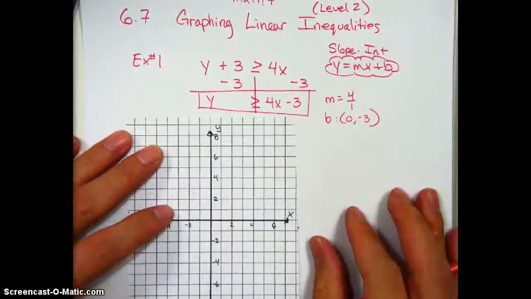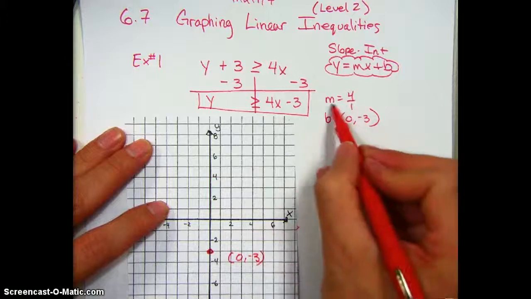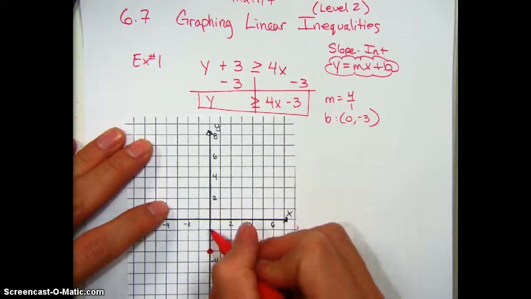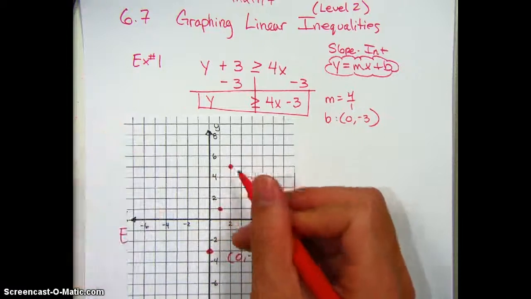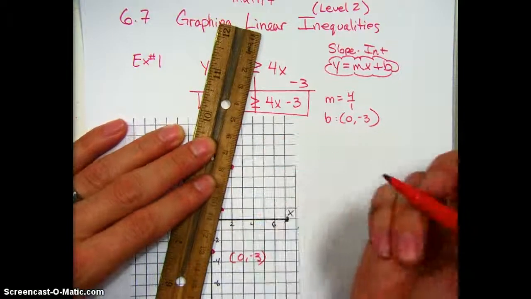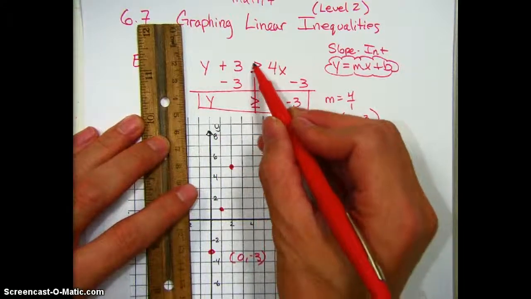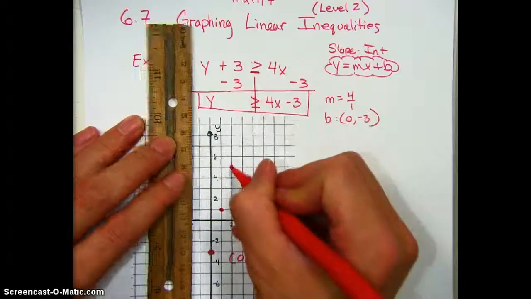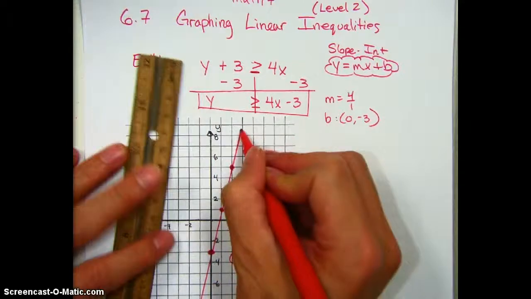So now I'm going to come over here to my graph and I'm going to go down to 0, negative 3. I'm going to put a point right there, 0, negative 3. And then from there I'm going to move up 4, 1, 2, 3, 4, and over 1. And then I'm going to use my straight edge, my ruler here, to create this line. Now be careful. I'm going to go back to my linear inequality, and I notice that it's greater than or equal to. So equal to means I'm going to have a nice solid line. So I can create my solid line.